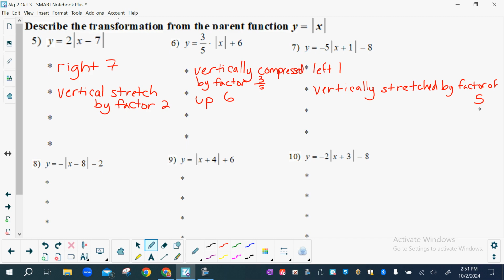What does the negative do? It reflects it. Reflected over what? Exactly, the x-axis. Good. Reflected over the x-axis.